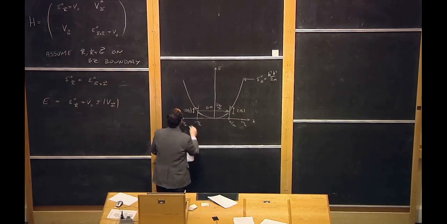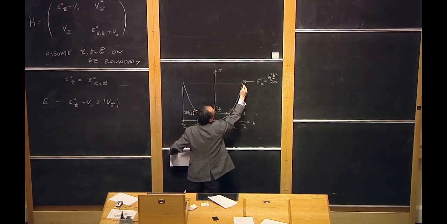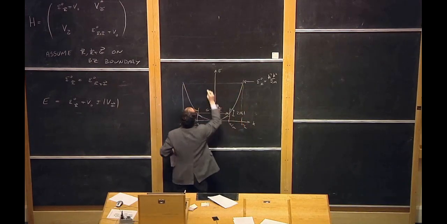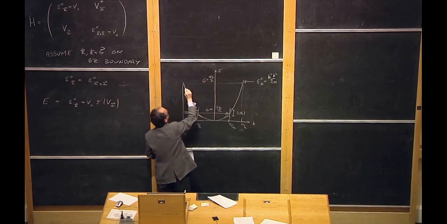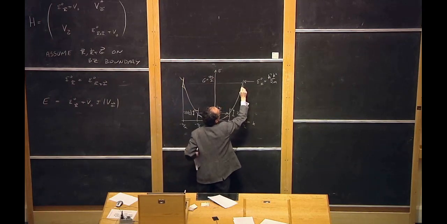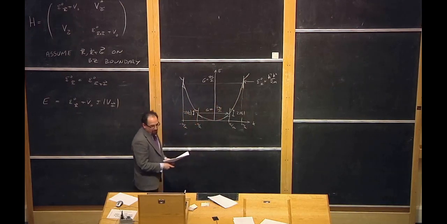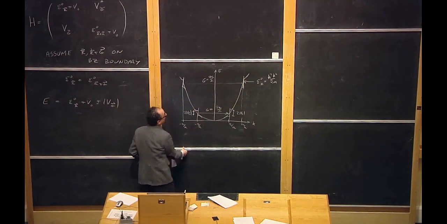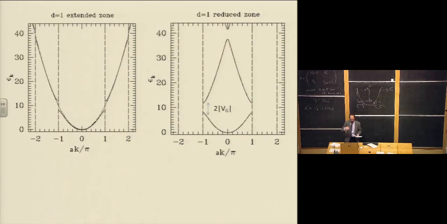And the same thing would happen up here, where you can scatter from Brillouin zone boundary to Brillouin zone boundary by G equals 4 pi over a. And here a gap would open up at the Brillouin zone boundary here, and a gap would open up at the Brillouin zone boundary here. Okay? So since I've drawn that fairly badly, I was prepared for this, and I have a slide.